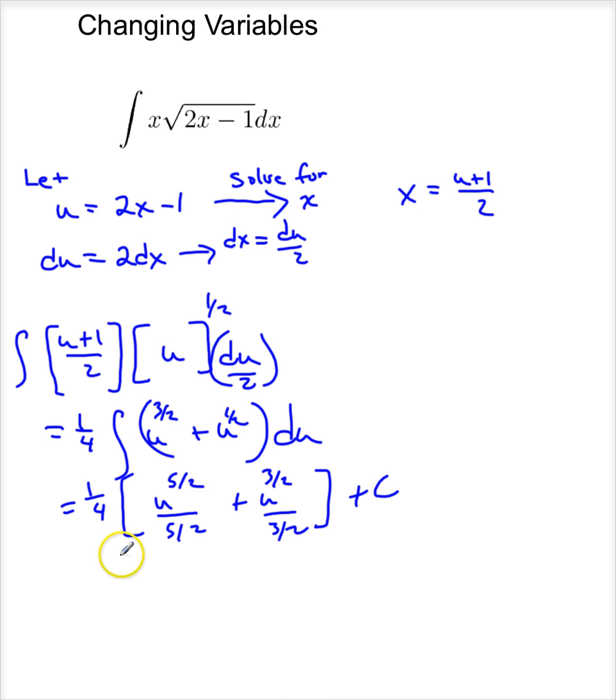Now I'm going to rewrite this again. I can see I'm going to have a little bit of canceling here. I'm going to go back and plug in u as 2x minus 1 and then work out my fractions. So this is going to be 2x minus 1 to the 5/2, over 5 over 2. So this is going to be 1/10, plus 2x minus 1 to the 3/2, over 3 over 2. So that's plus 1/6, plus c.